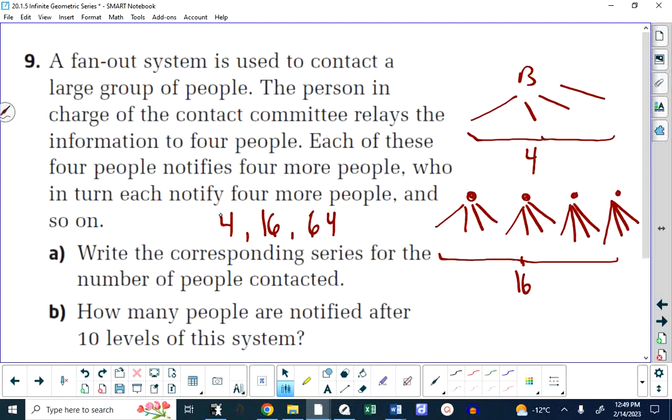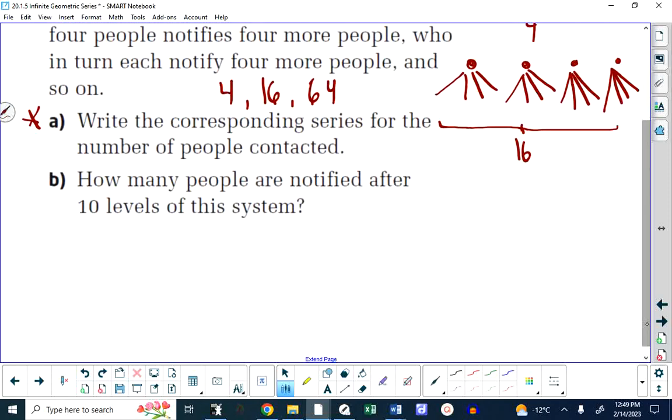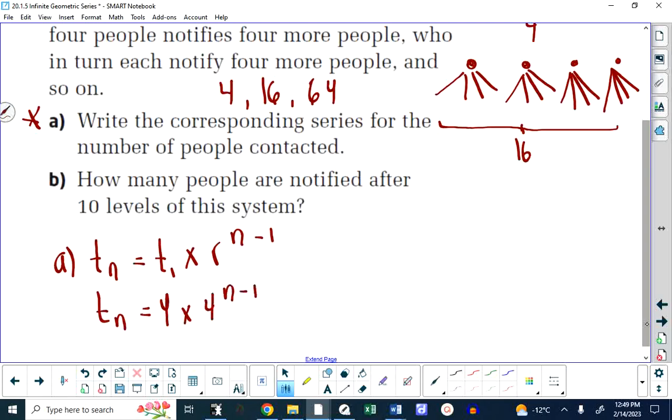This question is maybe a little bit ambiguous as well because maybe they're after the general term. The general term would be, and I want to talk about this one a little bit, for a geometric sequence, the general term is the first term multiplied by the common ratio to the n minus 1. The first term is 4. The common ratio is 4. So this is the general term.